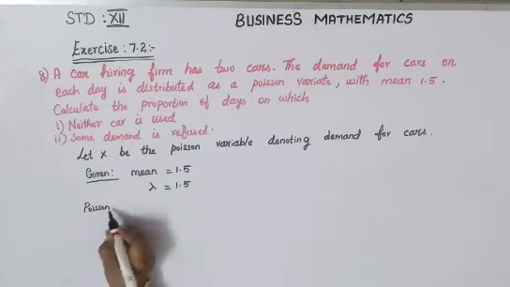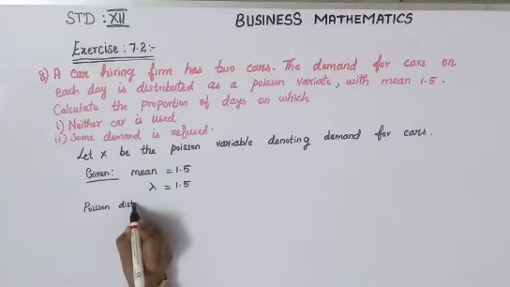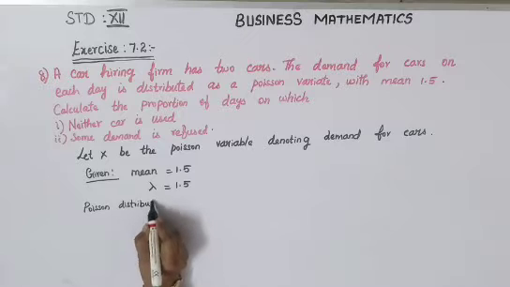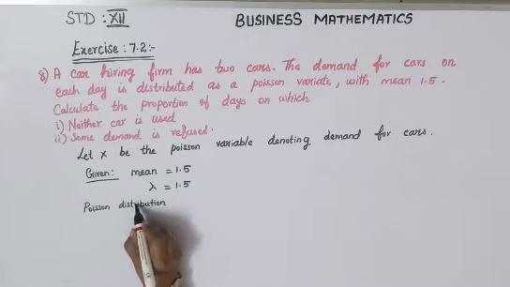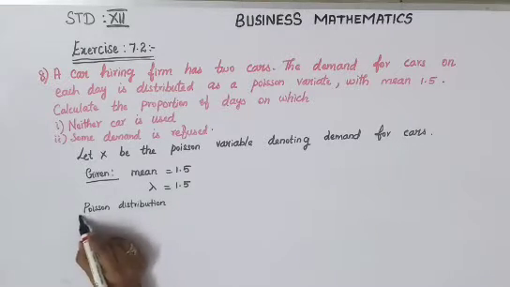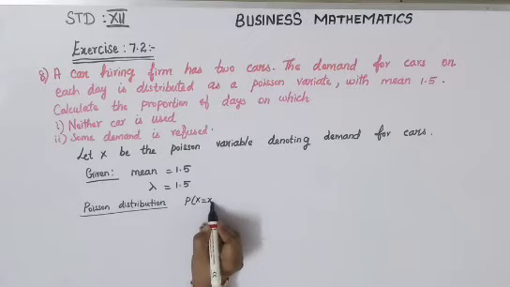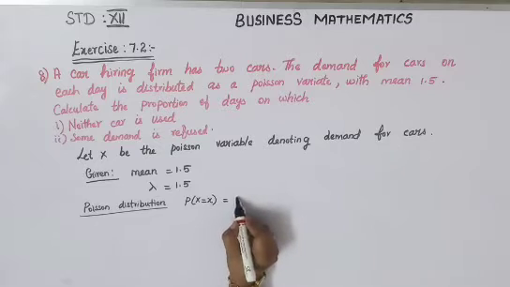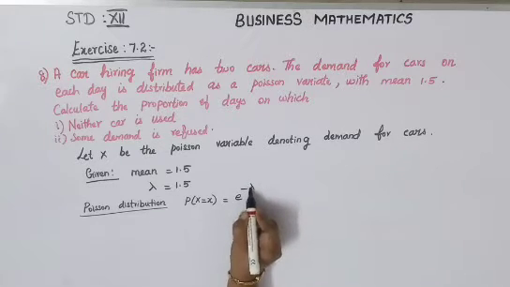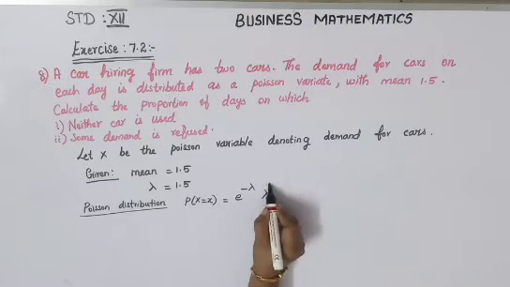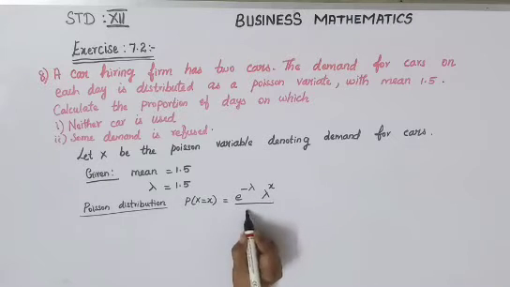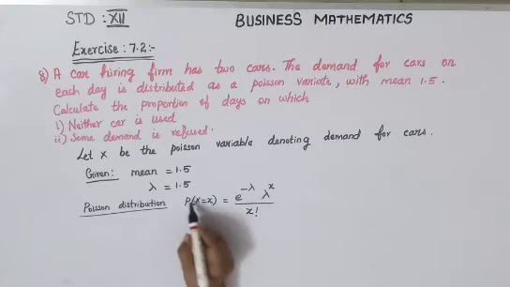Poisson distribution. The formula is P of X equal to x, which is equal to e power minus lambda into lambda power x divided by x factorial. So this is your formula.